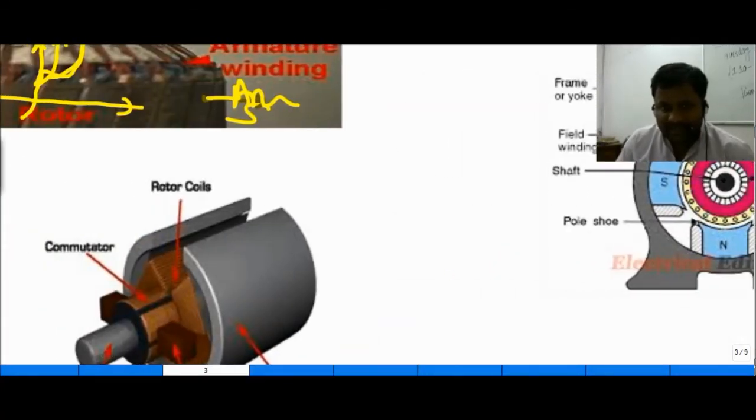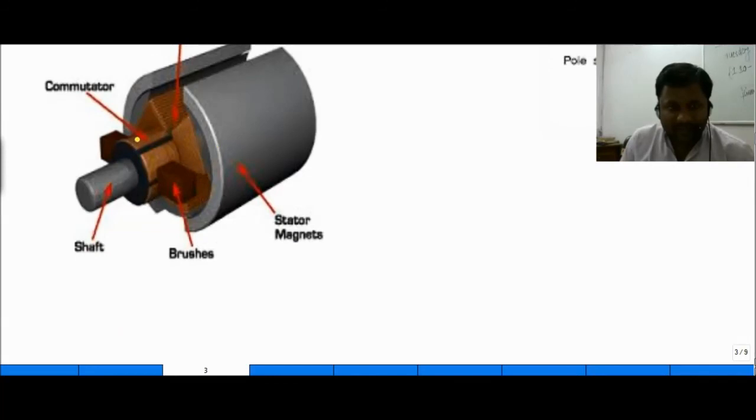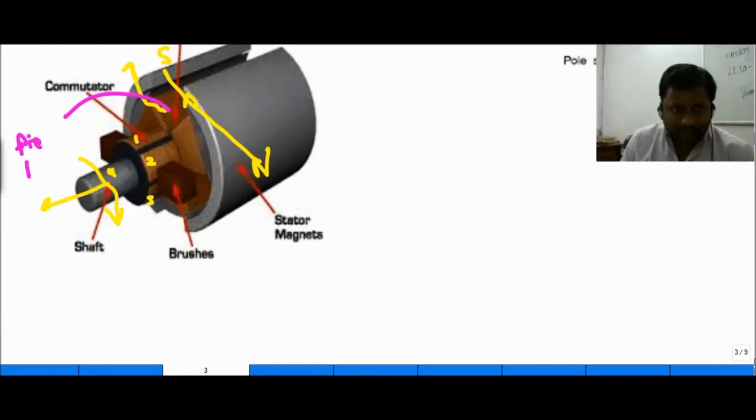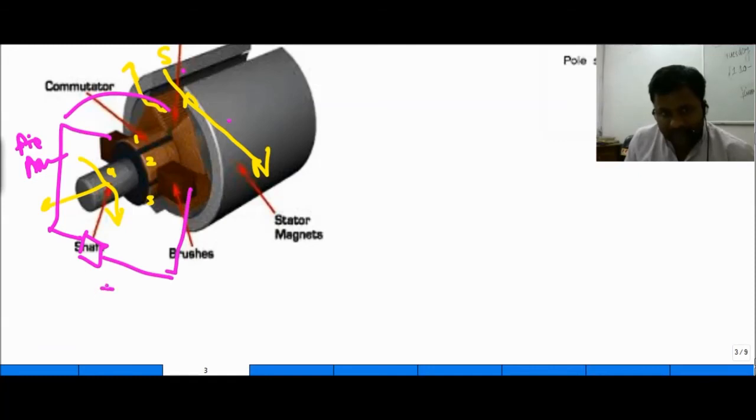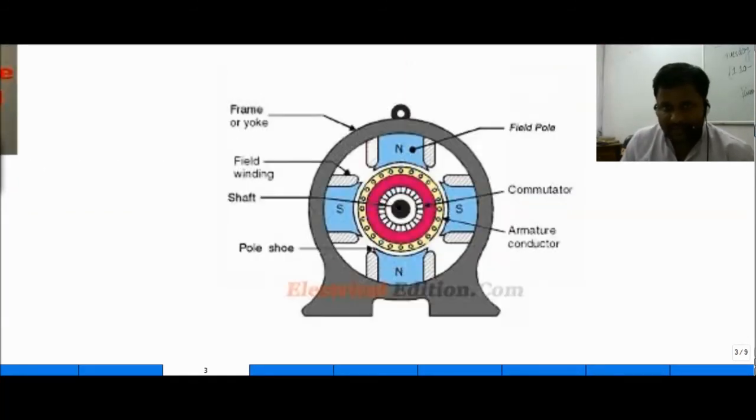Basically, here this is the commutator segment, segments 1, 2, 3, 4. This is the shaft, which is rotated, with the north and the south there. Then this flux will cut this winding. This is called the armature winding, and this is called the field magnets. And we are connecting the load at this side, plus minus, and this coil is rotated by the speed of light. Similarly, we have seen this commutation.